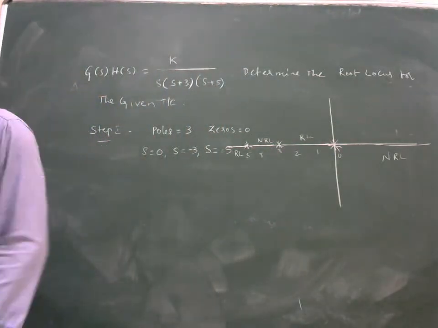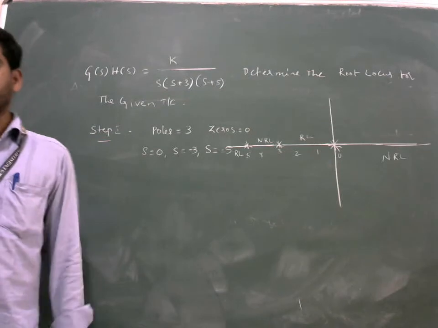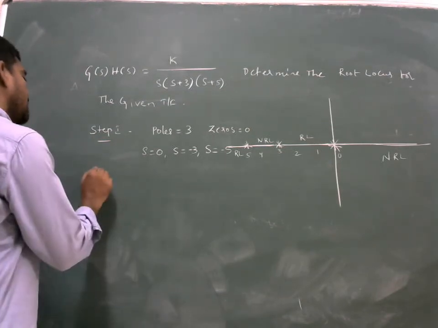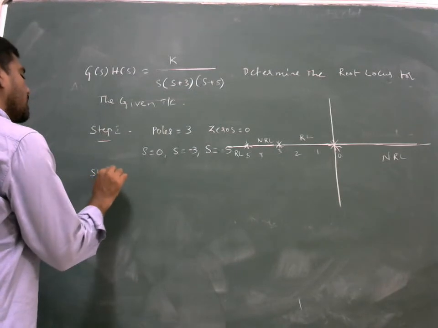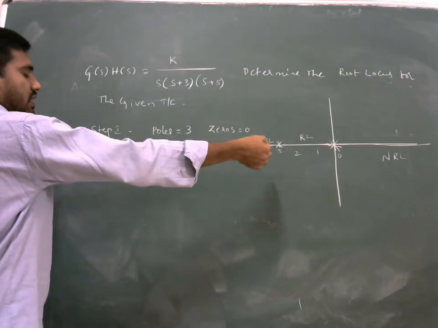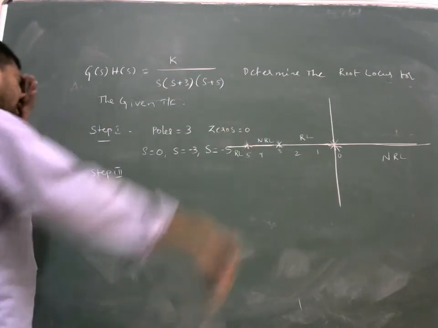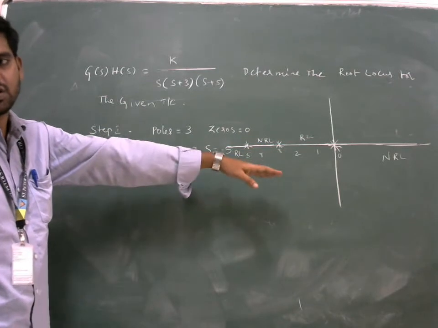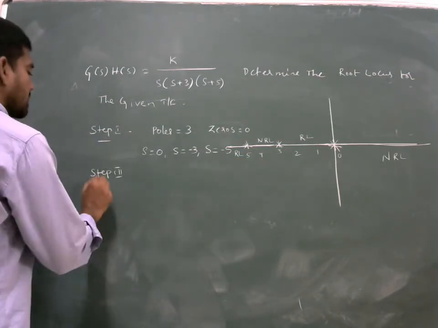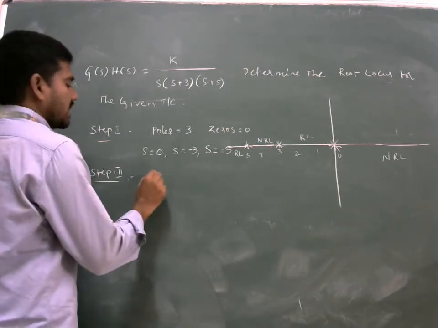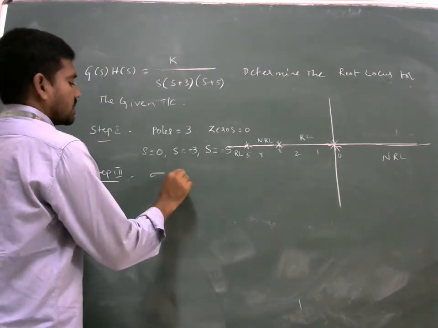Right. What is the next step? Finding out the next step. Step 2 is already written there, and we wrote it here also. No need for step 2, since the graph itself shows step 2. Okay, step 3, what is step 3? Step 3 is the centroid and angle of asymptotes.